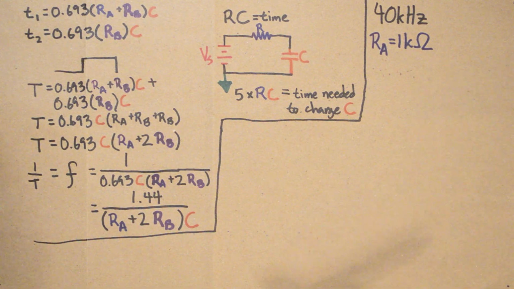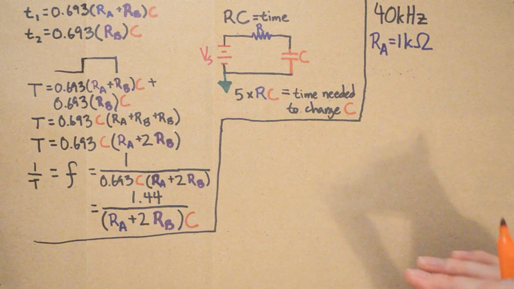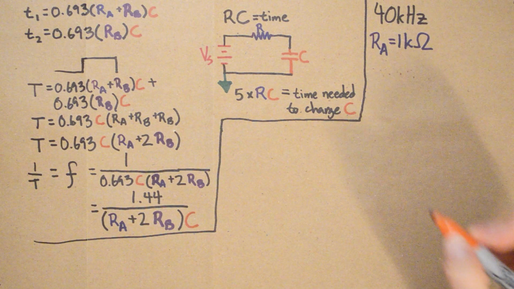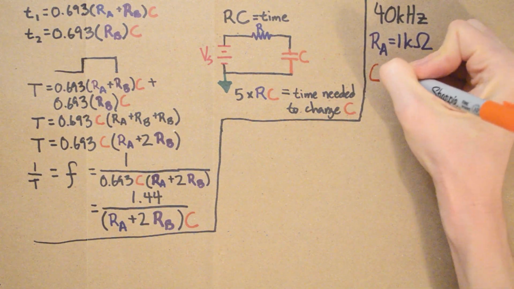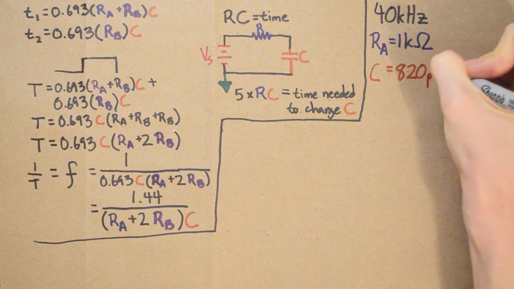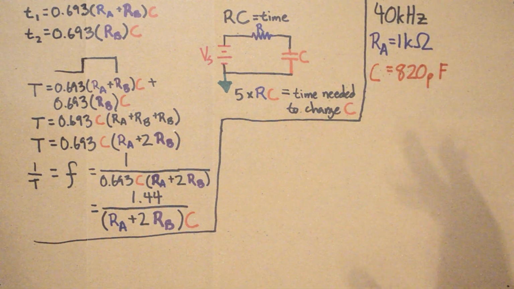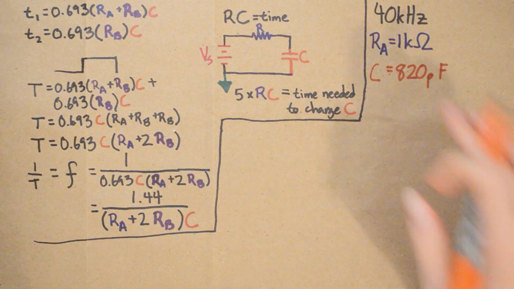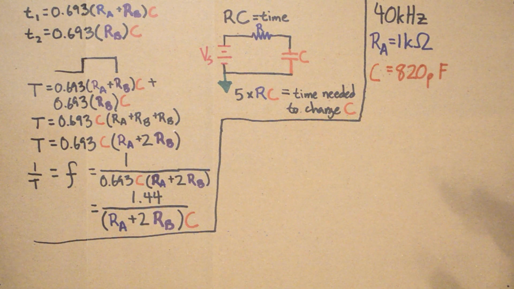Now, because of a silly fluke that happened at my last job, I ended up designing a lot of things with 820 picofarad capacitors. So when I started designing stuff at home, I kind of continued that trend. So I have a lot of 820 picofarad capacitors. And you may have a lot of a certain type of capacitor as well.